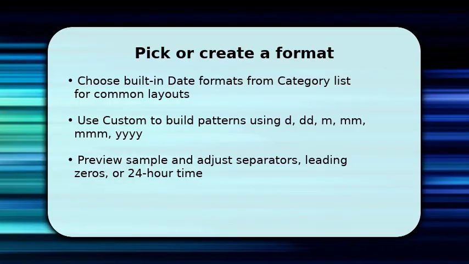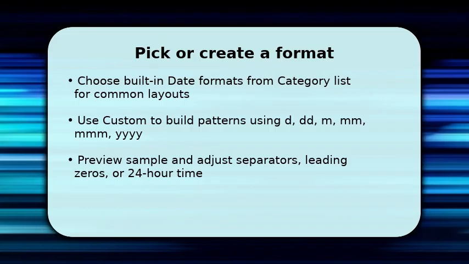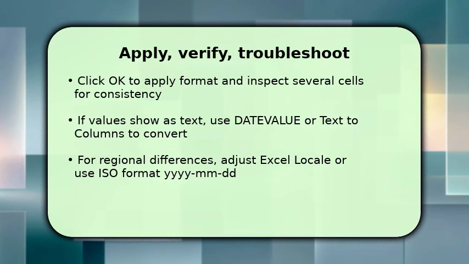display. Once done, tweak separators and add time tokens like H, MM, or HH:MM if you need 24-hour time. Make sure to watch the sample field so you immediately see how the format will appear across your cell. You finish by clicking OK and scanning the sheet to verify consistency across rows and columns.